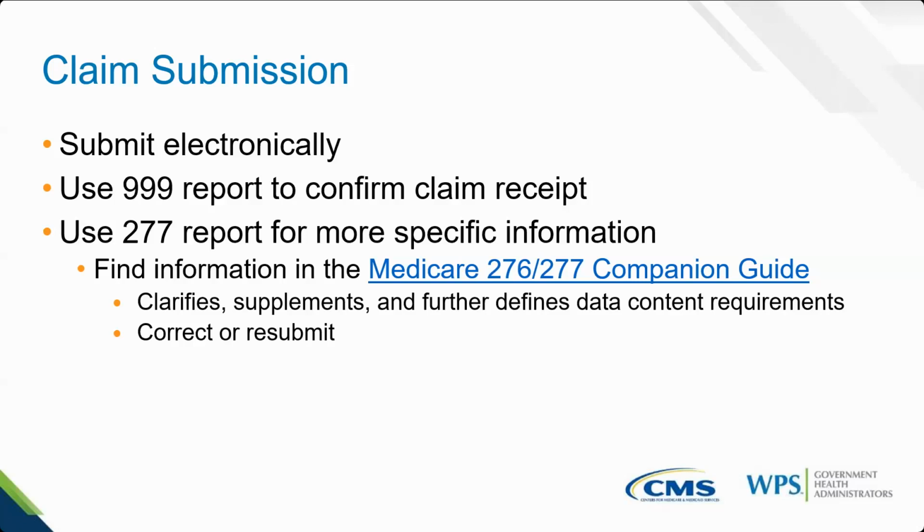Now, our electronic data interchange, or EDI staff, actually provides some very helpful information about the information that you'll find in the 277 report. It's called the Medicare 276-277 Companion Guide. And this really will help clarify, and it will help further define the data content requirements for an electronic claim. It is based on these reports that you will know if the batch is rejected and if you need to correct or resubmit.